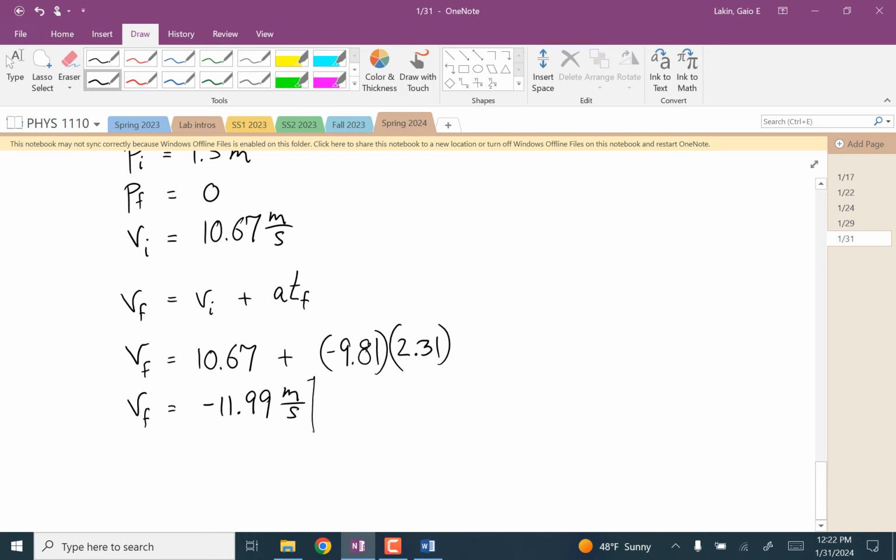Does it make sense that the velocity when it reaches ground level is negative? Yeah, because it's on the way down and our positive was up, so it's moving in the negative direction.